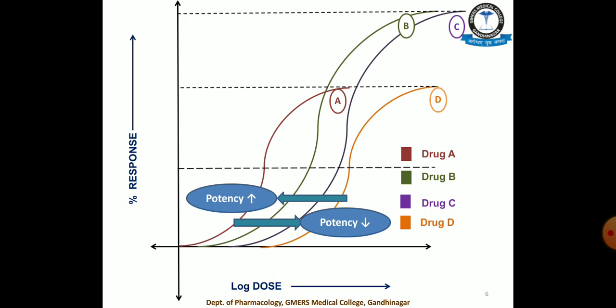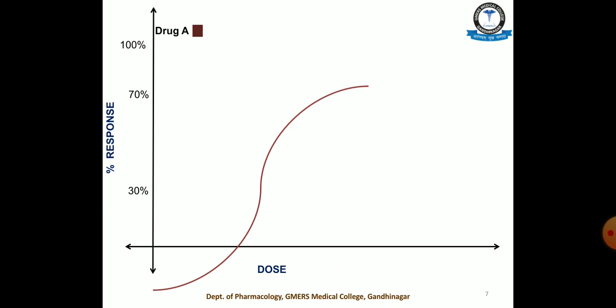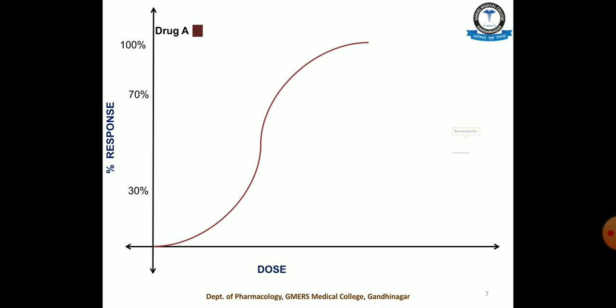So from the dose response curve, we can get the information about the efficacy of the drug. We can compare the efficacy also. We can compare the potency also. All these parameters can be measured. Now the next is, again on the x-axis there is a dose, y-axis there is a percentage of the response, and this is the dose response curve of drug A.